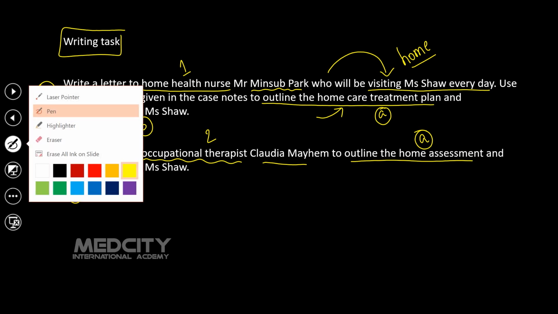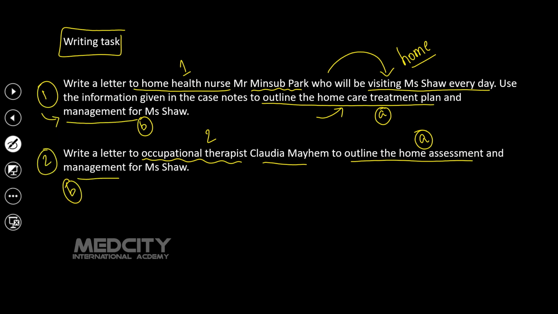Now before I proceed and select relevant information from the case notes, I need to have a better idea of the roles and responsibilities involved for these two healthcare practitioners, because what a home health nurse will do is not what the occupational therapist will be involved in. So as a candidate, as an OET candidate, I need to have a clear idea of their roles and responsibilities.